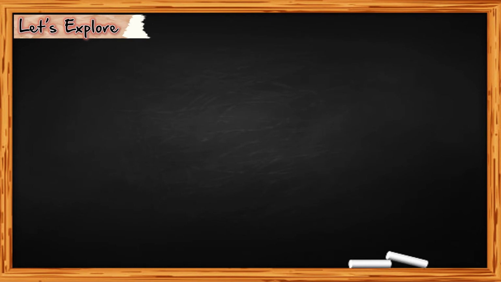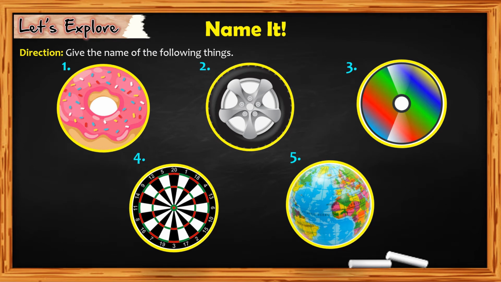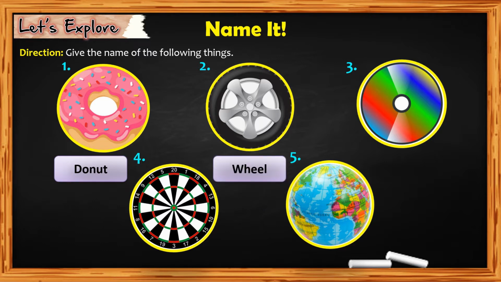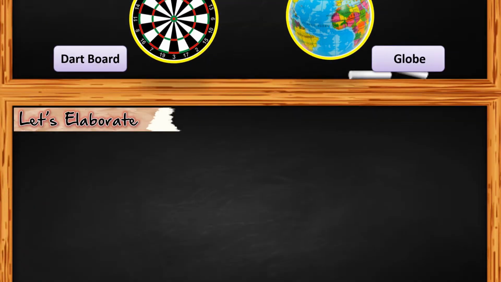Now, let's explore. Name it. For the direction, give the name of the following things. For number 1, that is donut. For number 2, that is wheel. For number 3, that is CD. For number 4, that is dartboard. And for the last, for number 5, that is globe. So these are the things that we considered circles.